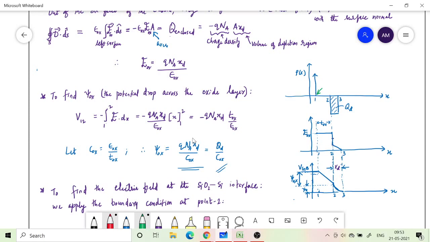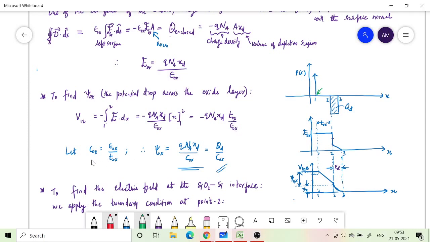So if you take 1 as the origin, from point 1 the voltage is going to reduce gradually, right? Because it is a negative quantity and its magnitude is proportional to x, it is going to decrease because of the minus sign here. But if you are only interested in finding the voltage at point 2, then you just put point 2 as the other edge of the oxide region, where x is equal to Tox. If you put that, you will get the voltage drop across the oxide region, and that is Q Na xd Tox by epsilon ox.